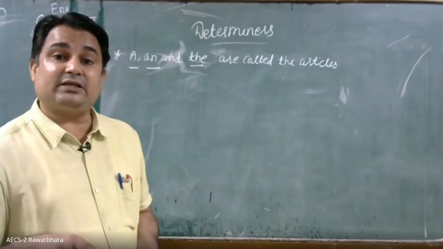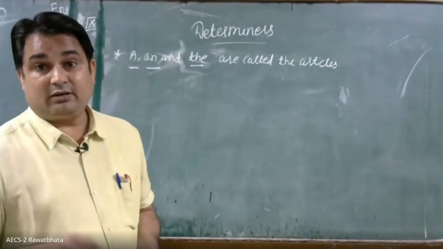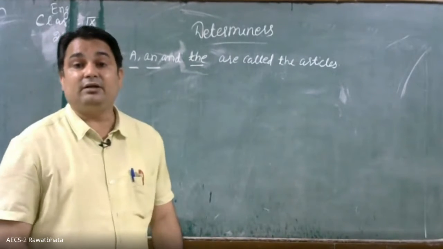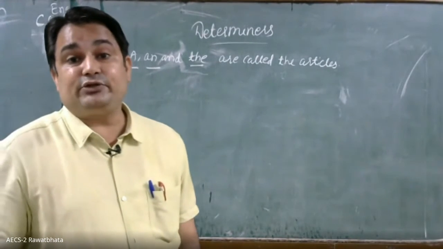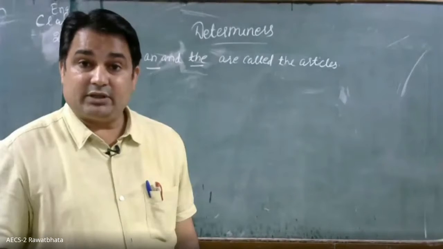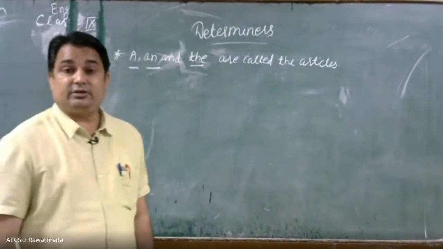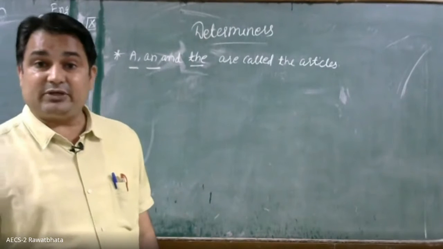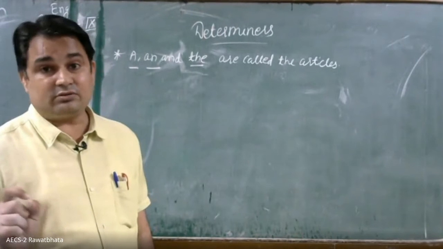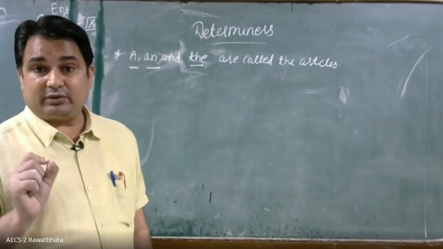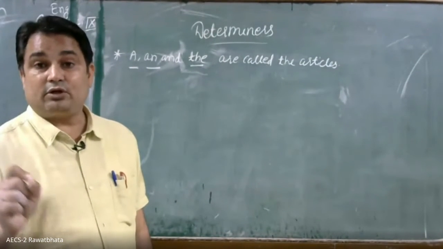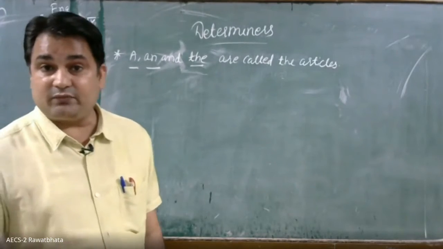Sometimes a word starts with a vowel, but the sound is that of a consonant. For example, a university. U is what? A vowel, but the sound is that of a consonant. So in this case, what will be used? A will be used. So we have to focus on sound. So a and an, how are they used? A is used before a consonant sound and an is used before a vowel sound.